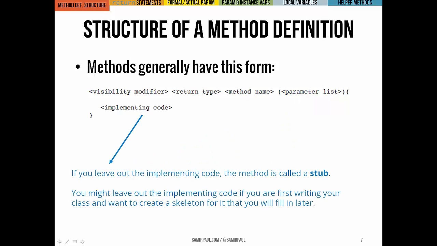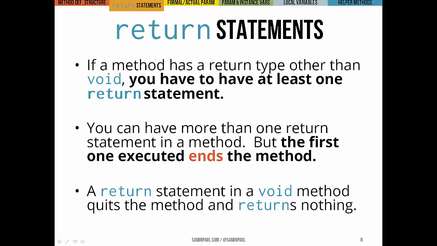Now, the code inside, you're not actually required to have this in order for your code to compile. If you don't include any implementing code, we'll call the method a stub. You might use stubs if you're putting together a big program and you want your code to compile, but you don't yet know precisely how each method is going to do what it does. Then you'd set up the stubs to get a skeleton for your class that you'd fill in as you went along. Let's go into just a little bit more detail on some of those things.